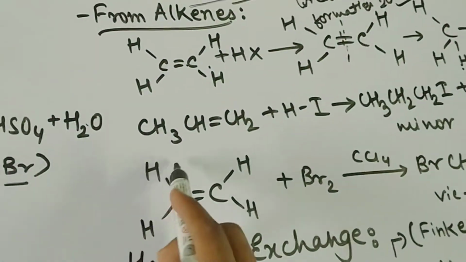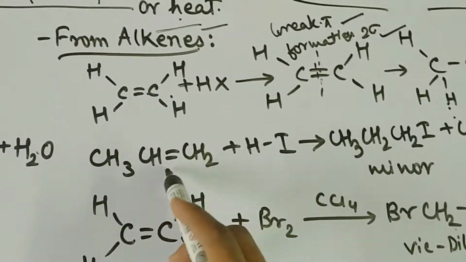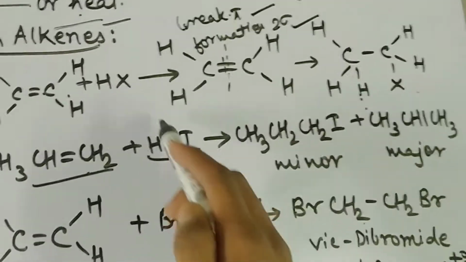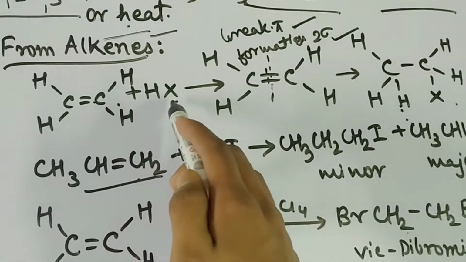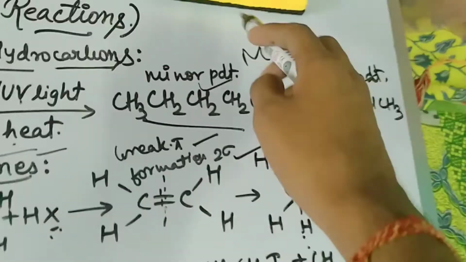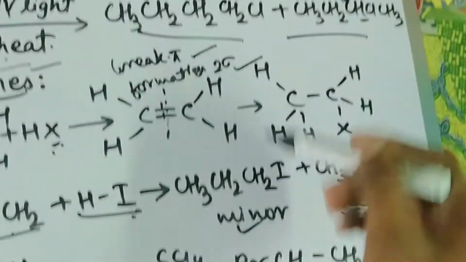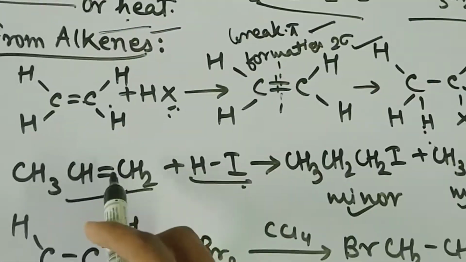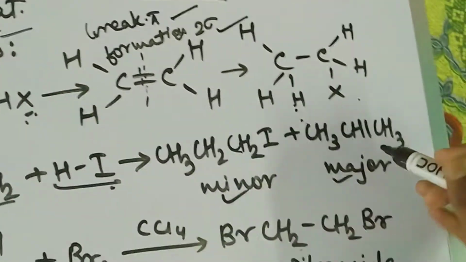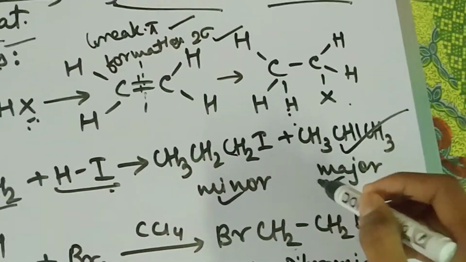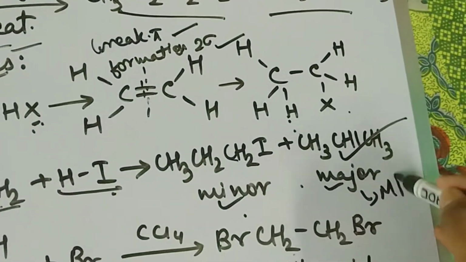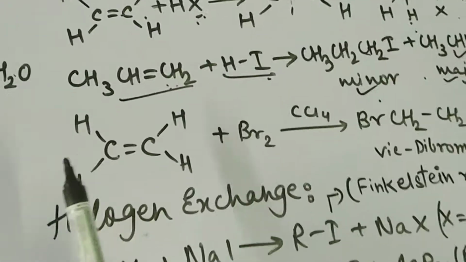Same is the reaction here, CH3CH=CH2. This is the alkene. It reacts with HI. We have just put the value of X, we took I, and we get our minor and major product. Again we have the Markovnikov rule here: the iodine attaches to the carbon with the least hydrogens. We get our major product and our minor product. The major product is the Markovnikov product.